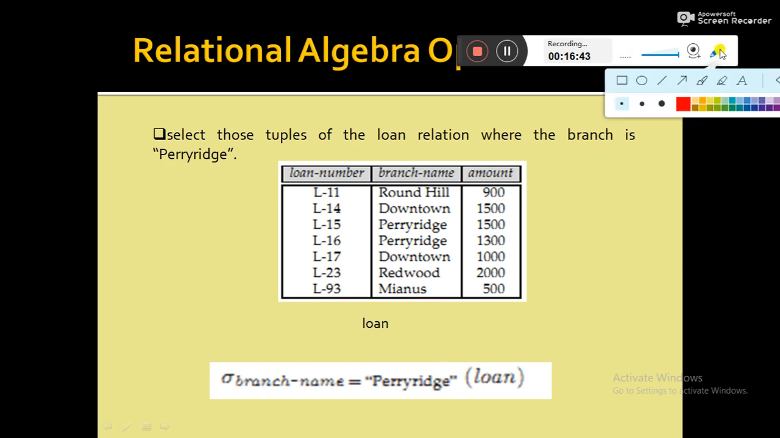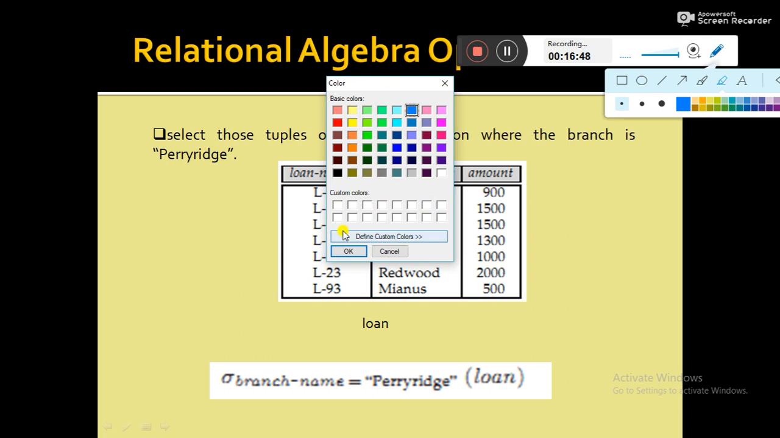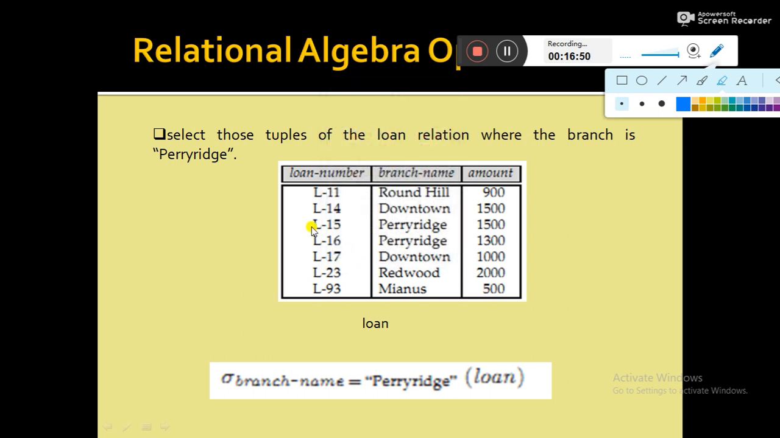So that means it will select only this one and this one. So these two will be selected. Again I am repeating: select from relation loan where the branch name attribute value is equal to Perryridge.